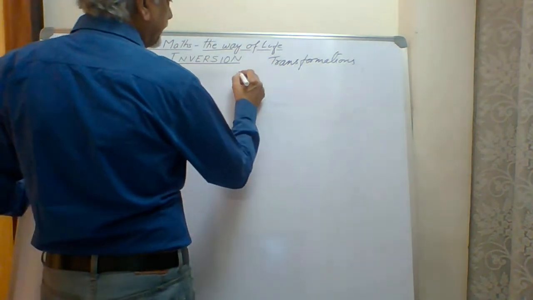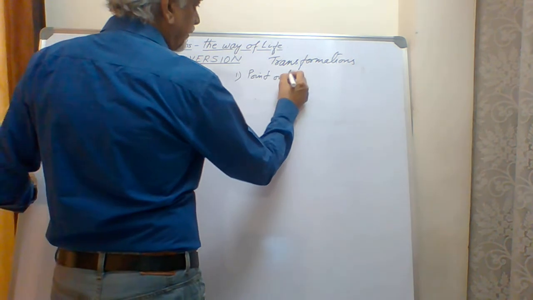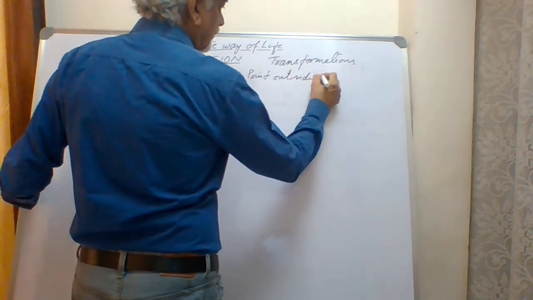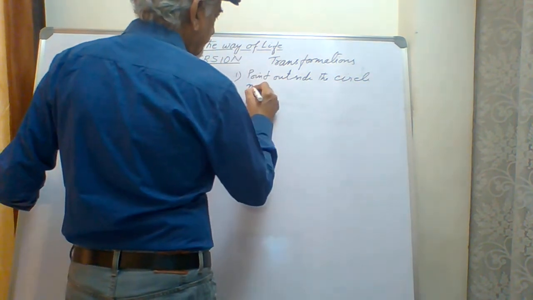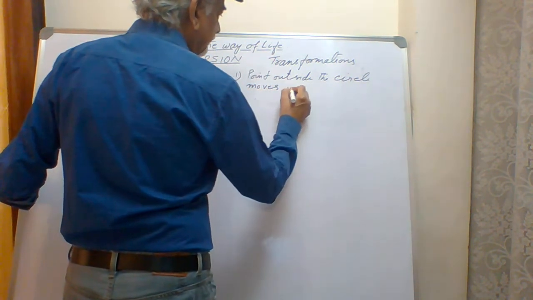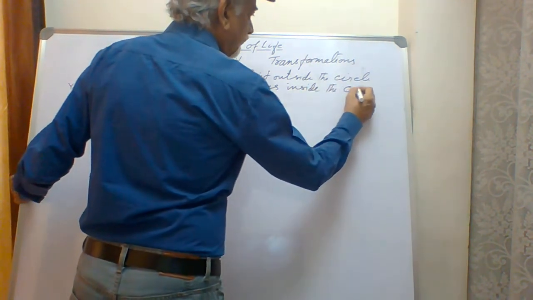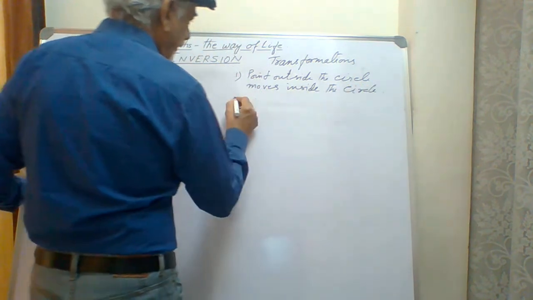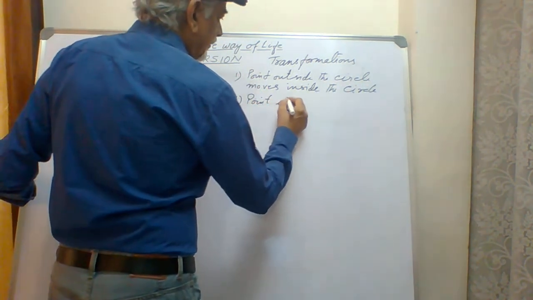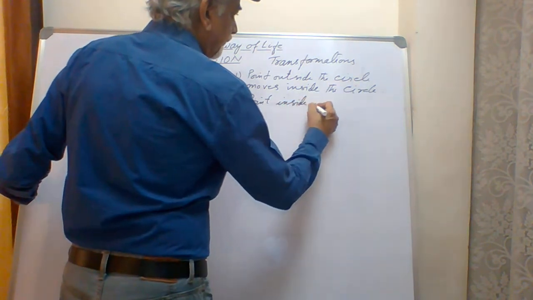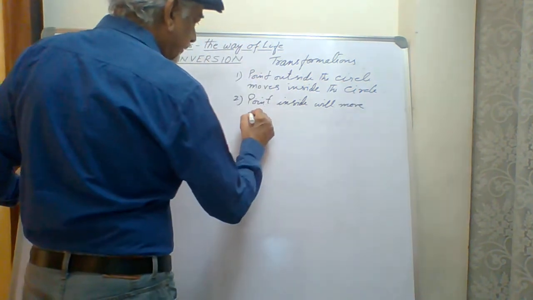The first point: a point outside the circle moves inside the circle by the inversion process, and the point which was inside will move outside the circle.